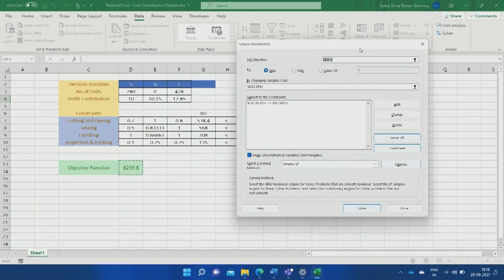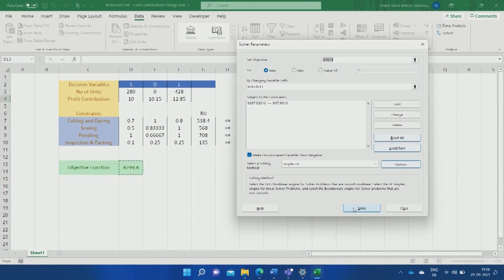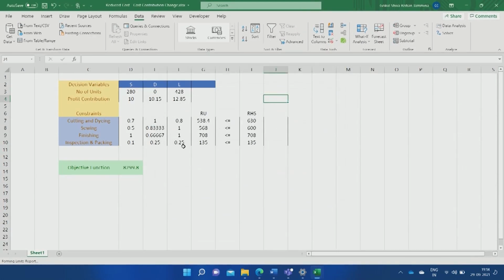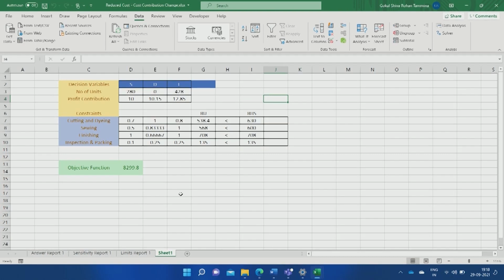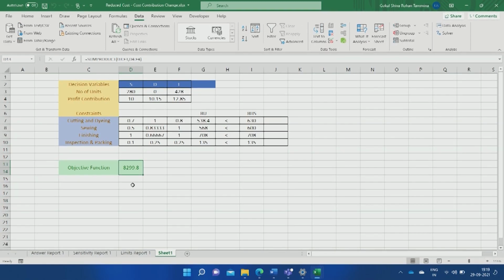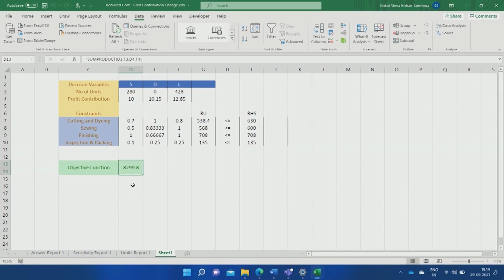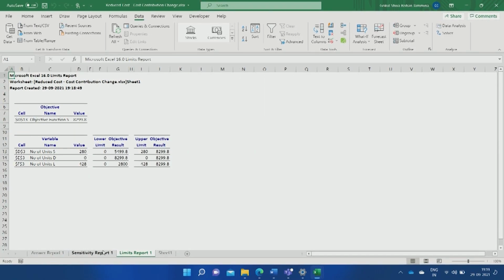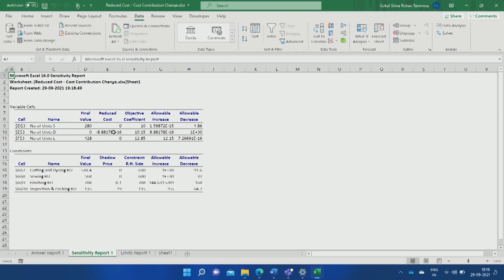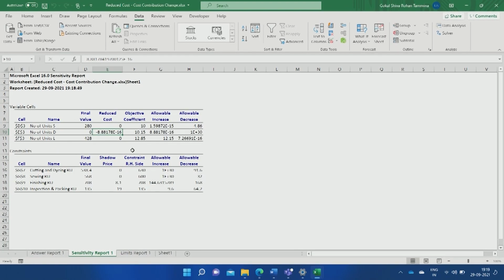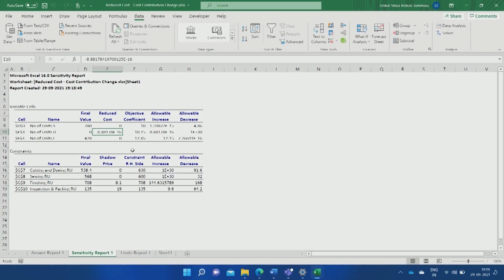you should be very careful with the value of the objective function also. When you solve it again, I want to see the report. Now you see this, even though the coefficient is 10.15, our objective function value is again the same, that is 8299.8. But when you look at the reduced cost value, you see that the value of the reduced cost is minus 8.10 to the power minus 16, almost 0.